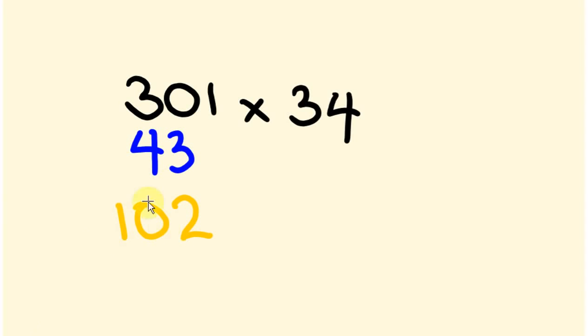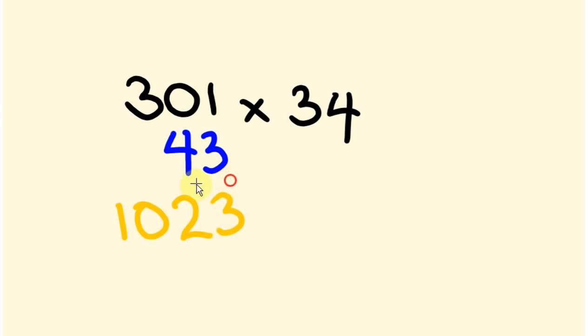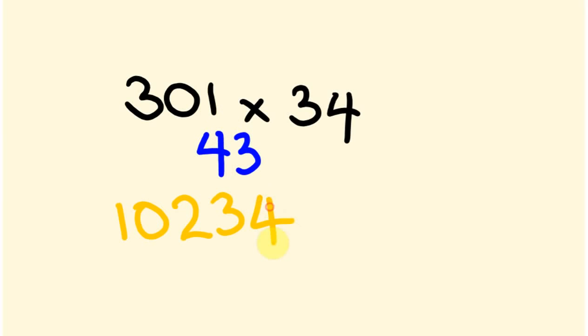We slide it to the next position. Okay. 0 plus 3, we get 3. Slide it to the next position. And we have 4 times 1, which is 4. Our answer, 10,234.